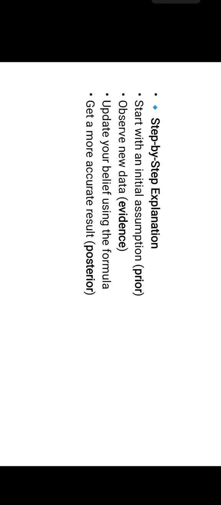Step-by-step explanation is start with an initial assumption, that is prior, observe new data, that is evidence, update your belief using the formula, get a more accurate result, that is posterior. So that's it. That is the Bayes theorem.